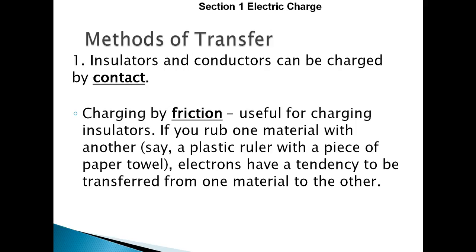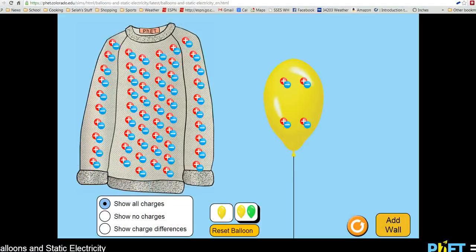I think the easiest thing to think about is a balloon that you rub on your head. Here they have a ruler with a paper towel. I don't know how often you do that, but a lot of people like to play with a charge on a balloon. So there's actually a cute little diagram of this off of the PhET website.